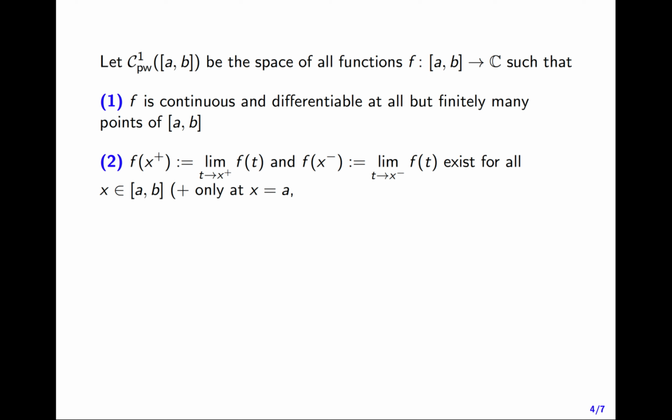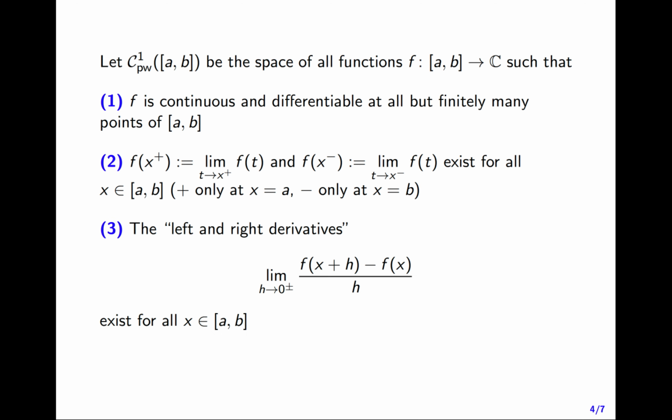Of course, I would only have a right limit at the left endpoint x equals a, and I would only have a left limit at the right endpoint x equals b of the interval, but we don't worry too much about that. And I also have left and right derivatives existing for all x in the interval a to b. So if I take my classical difference quotient, f of x plus h minus f of x over h, and I send h to 0 from the left or to the right, these derivative limits also exist regardless of what x is, and they're equal for all but finitely many x.